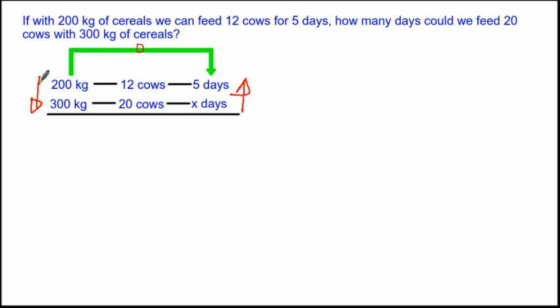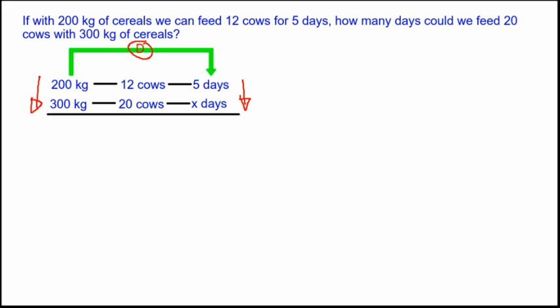When the kilos grow up, the days grow up too. So the meaning is, when one grows, both grow, and when we have less kilos, we can feed less days. So it's a direct relation between these two columns, between two magnitudes.